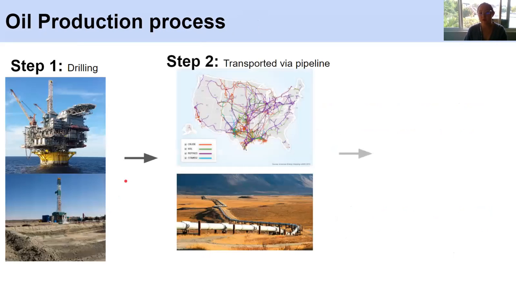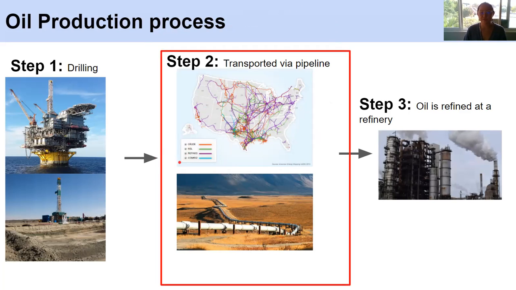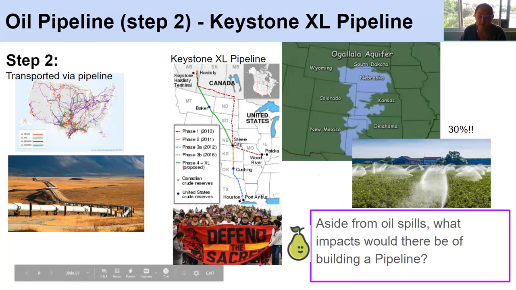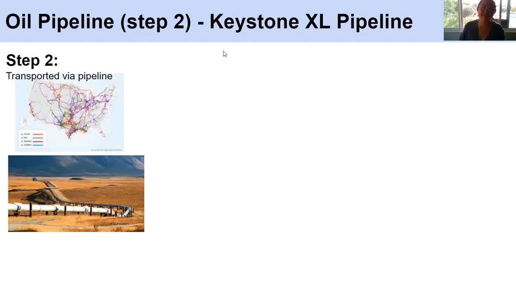Now, back to the production process. You guessed it, we're moving on to step 2. Oh, that's really cheesy. But we're moving on to step 2, and we're talking about the transportation of oil, in particular, the transportation via pipeline. Okay, I'm going to fix this slide real quick. Okay, much better. Now we're going to talk about the pipeline and the transportation of that oil that's just been drilled. In particular, I want to talk about the Keystone XL pipeline.